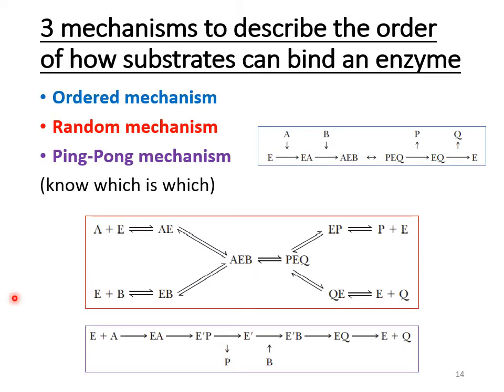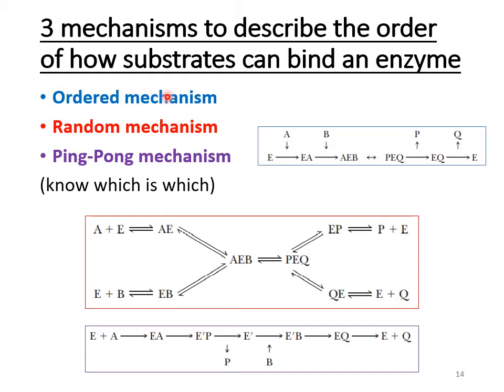Now, there are three mechanisms to describe the order in which substrates can bind to an enzyme, because there are multiple substrates sometimes binding to this single enzyme. So you have these three different mechanisms. Notice that I color-coded the figures for you. So the blue term matches the blue outlined figure, red to red and purple to purple. And I'm going to have a recap slide come up next with the definitions that I'm about to give you, so you don't have to worry about trying to jot them down while you're looking at the screen right now.